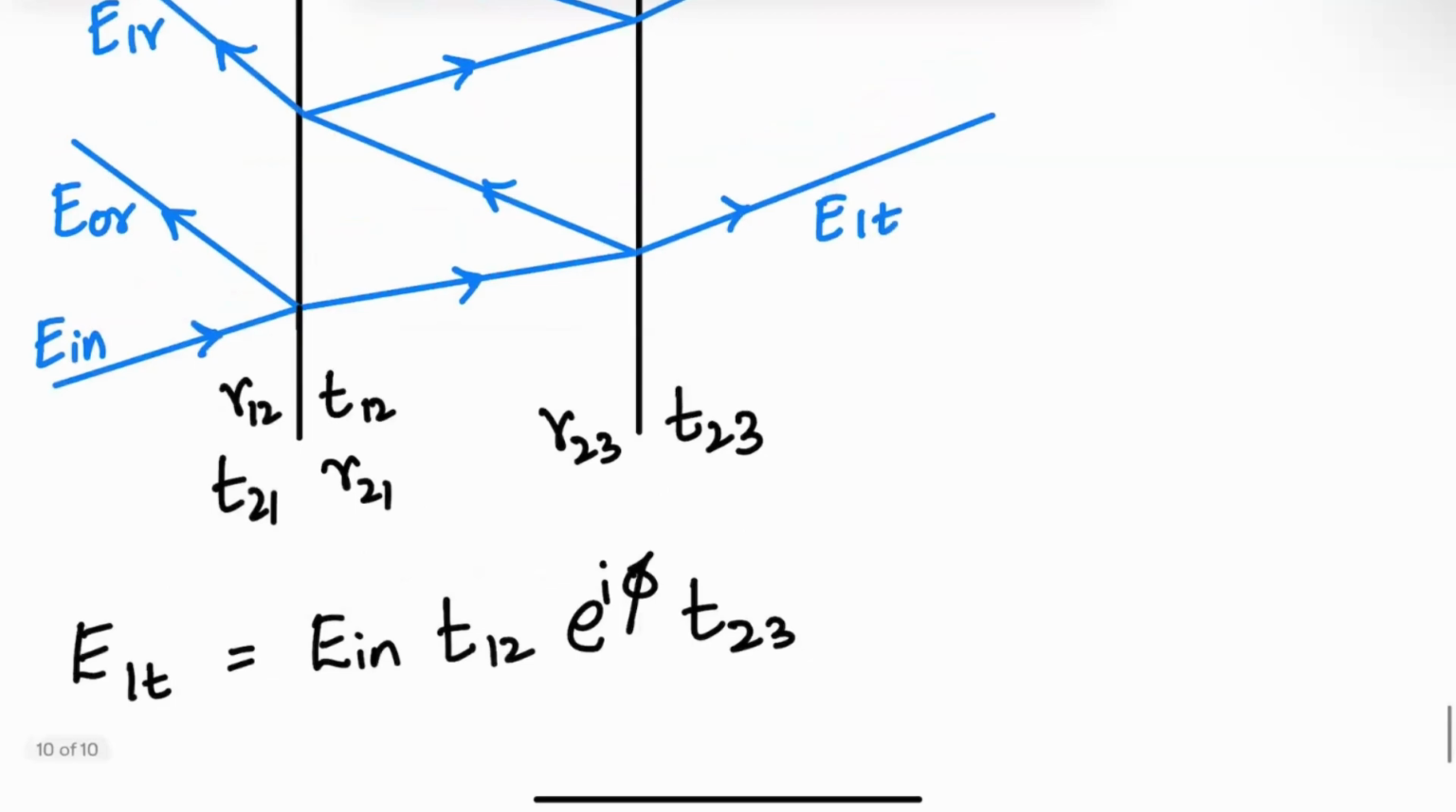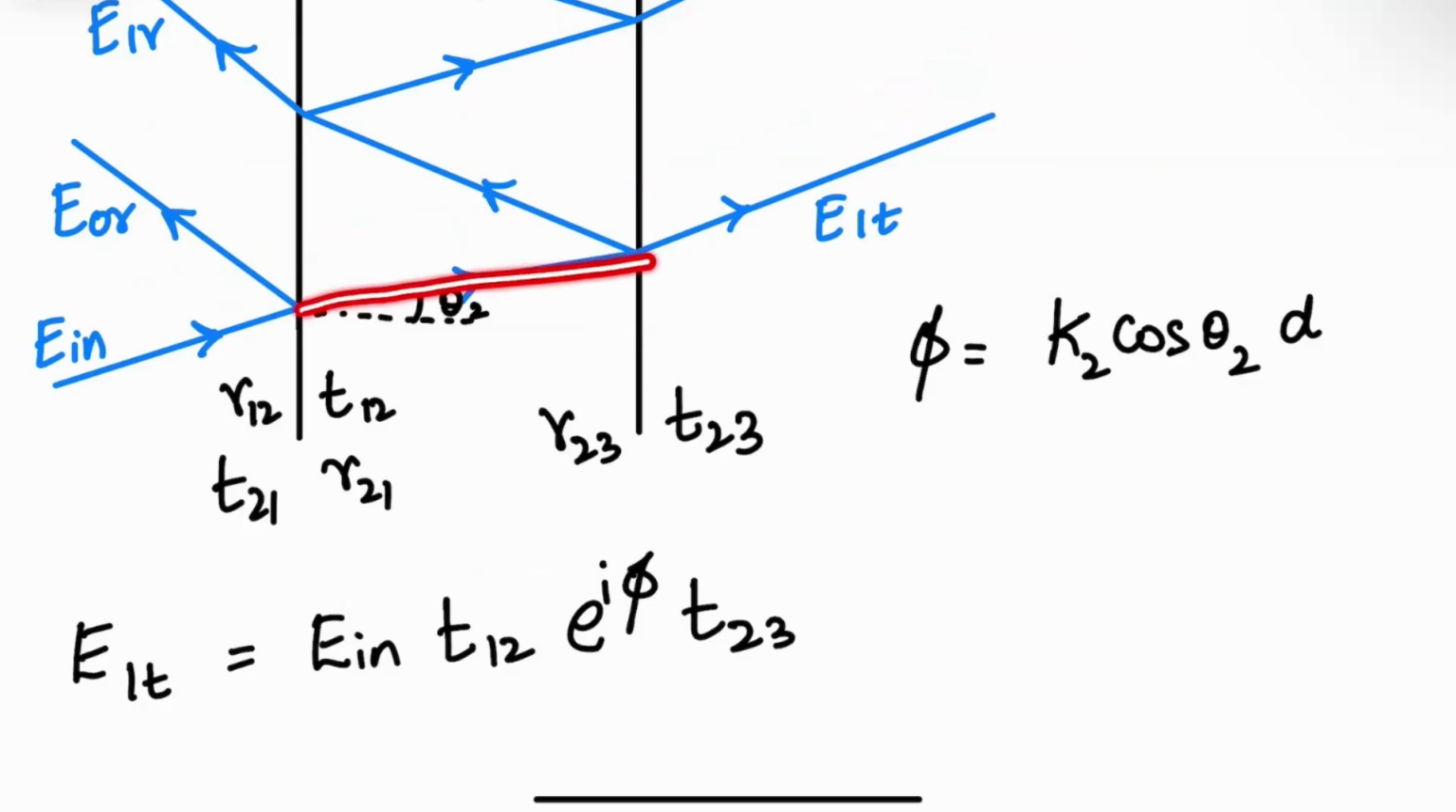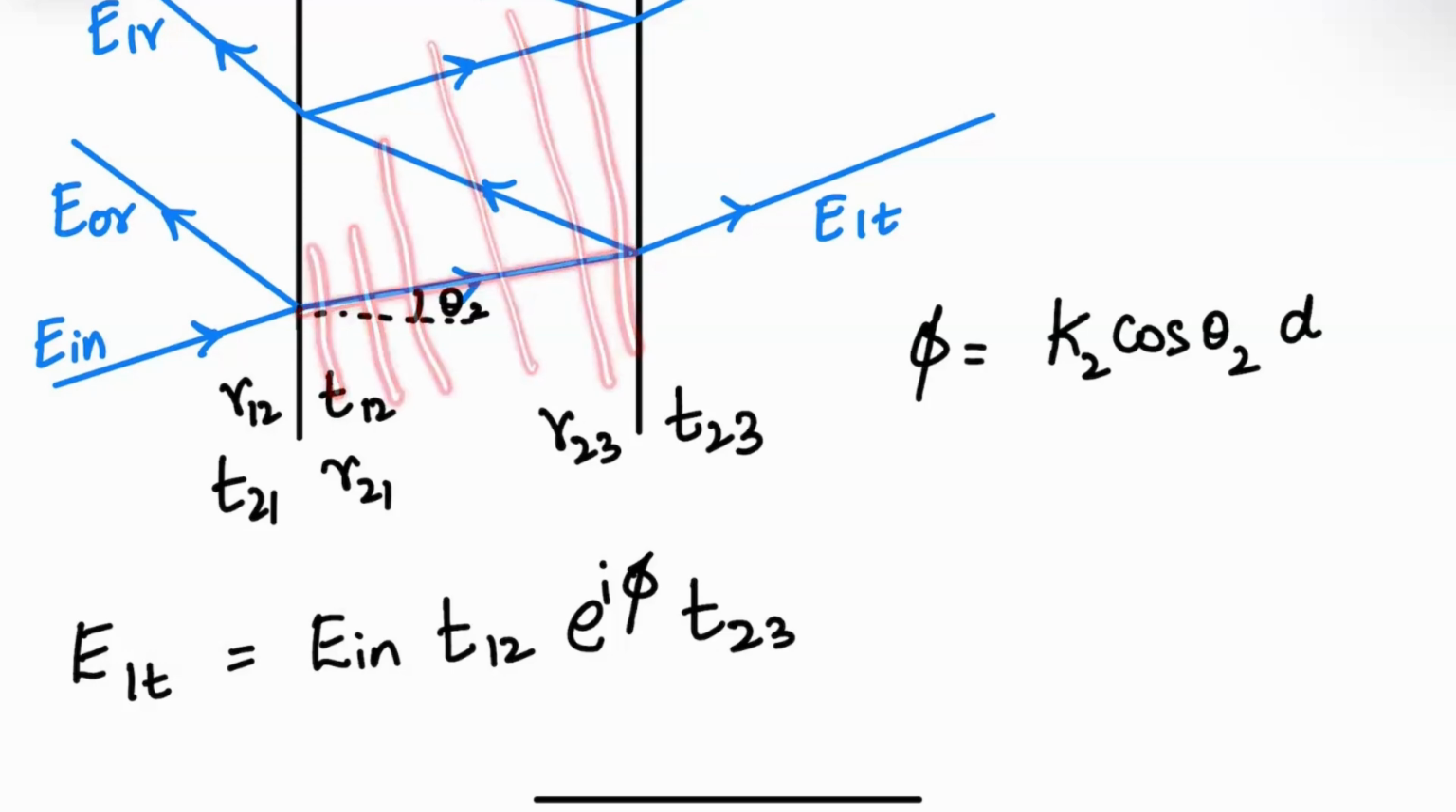Now this is the important part, that this phi is k2 cosine theta t, theta 2, times d, where this is theta 2. So why is that? Why do I have to put the cosine theta t in there? If I have a wave propagating in this direction, that corresponds to a plane wave, which is everywhere in space, going in that direction.